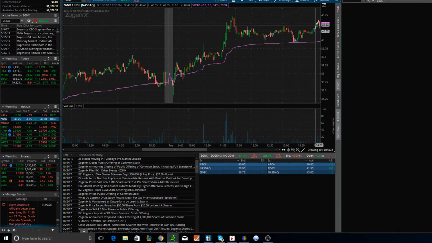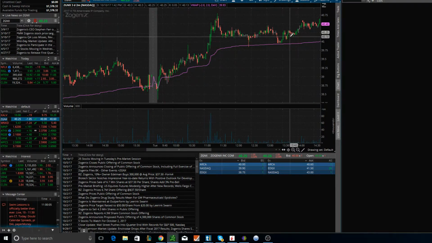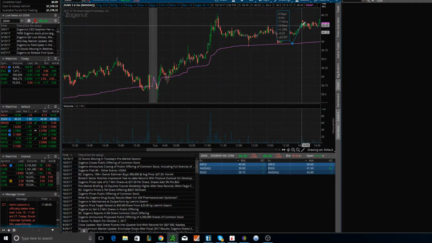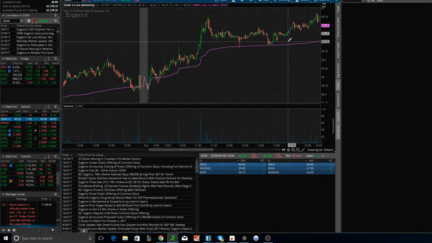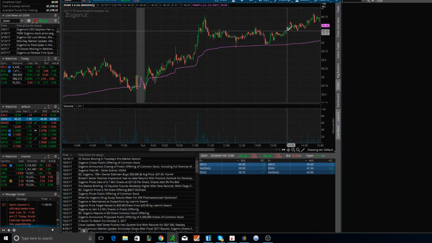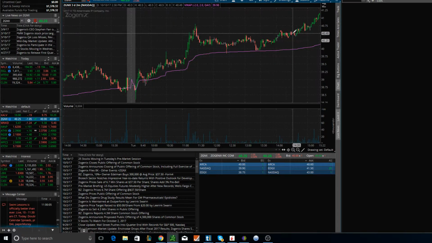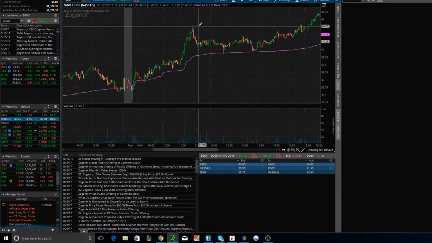I would buy right here, and if I buy here, I'll probably use VWAP as my risk. And as you see, if it hits right there, it breaks the short.